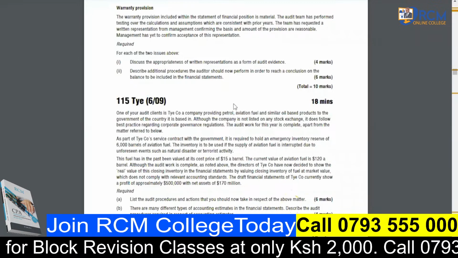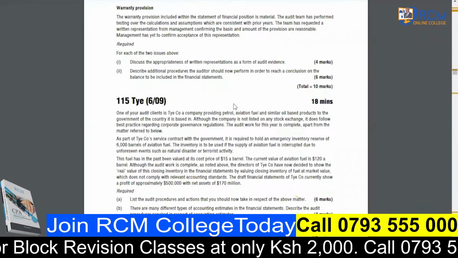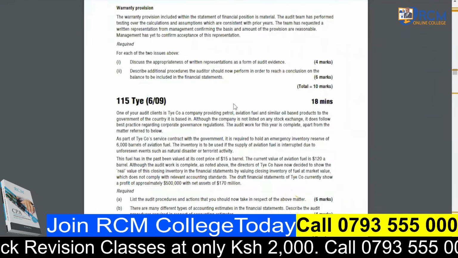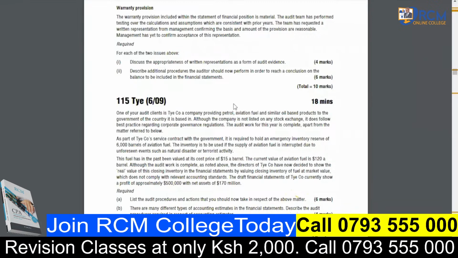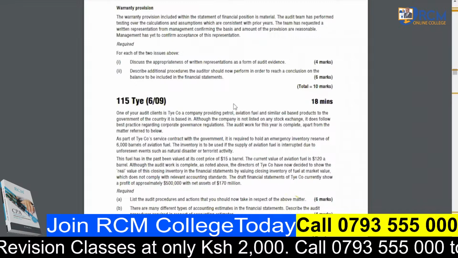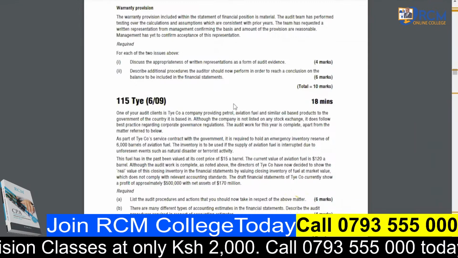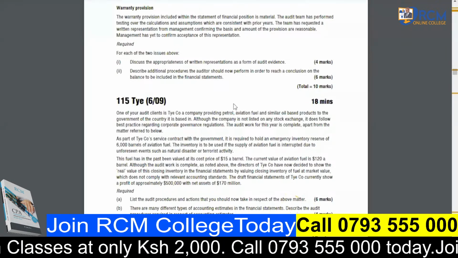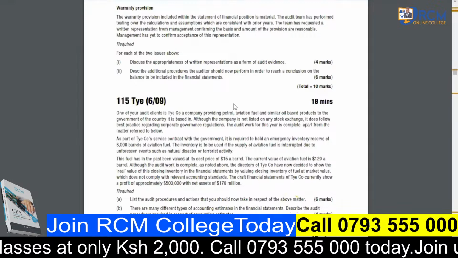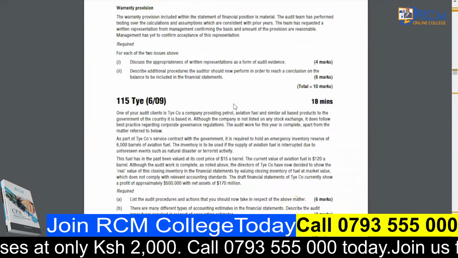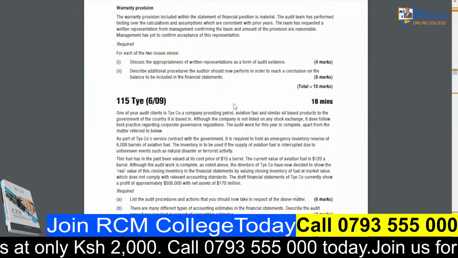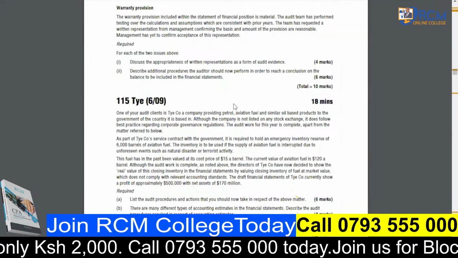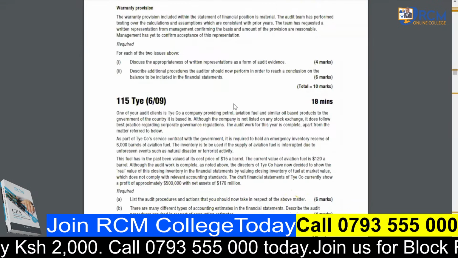One of your audit clients is Tire Company, a company providing petrol, aviation fuel, and similar oil-based products to the government of the country it is based in. Although the company is not listed on any stock exchange, it does follow best practice regarding corporate governance regulations. The audit work for this year is complete, apart from the matter referred to below. As part of Tire Company's service contract with government, it is required to hold an emergency inventory reserve of 6,000 barrels of aviation fuel. The inventory is to be used if the supply of aviation fuel is interrupted due to unforeseen events such as a natural disaster or terrorist activity. This fuel has in the past been valued at a cost price of $15 a barrel. The current value of aviation fuel is $120 a barrel.